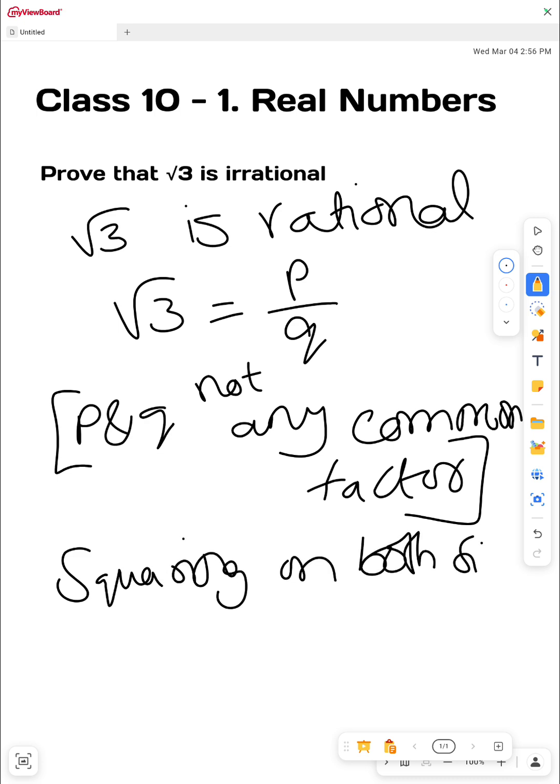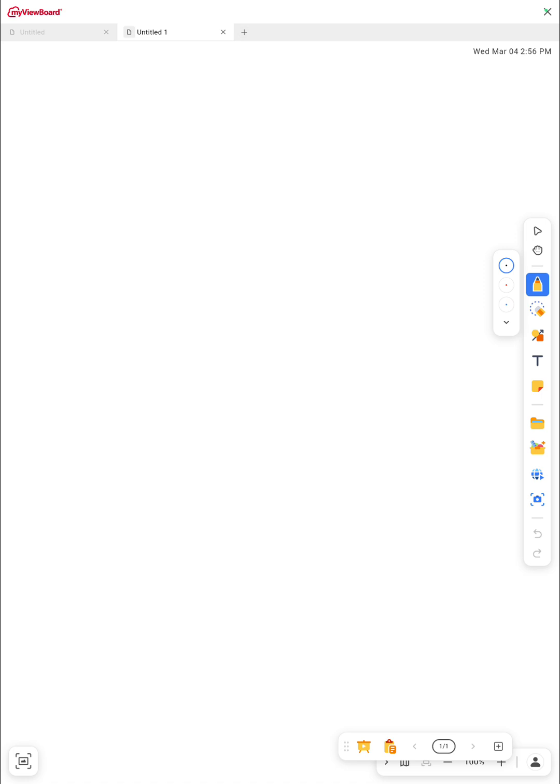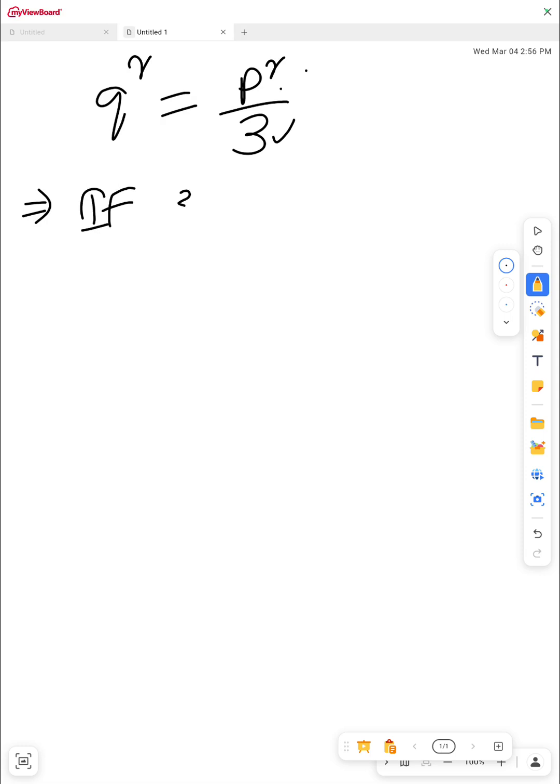This is the condition. Now squaring on both sides, 3 is equal to p square by q square. Then it implies q square is equal to p square by 3. We already discussed in the previous theorem, if p divides a square, then p also divides a, right? Here the same thing we will say. If 3 divides p square, then it automatically divides p.